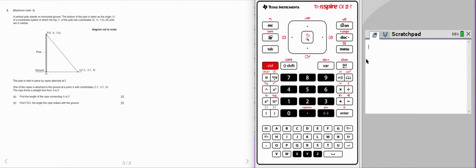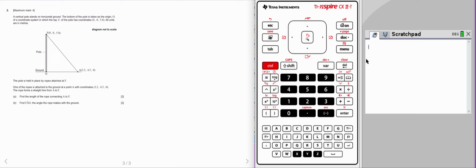Question 2, 4 marks. Formula pack will be used on this one. A vertical pole stands on horizontal ground. The bottom of the pole is taken as the origin O of the coordinate system, in which the top F of the pole has coordinates (0, 0, 5.8). All units are in meters.